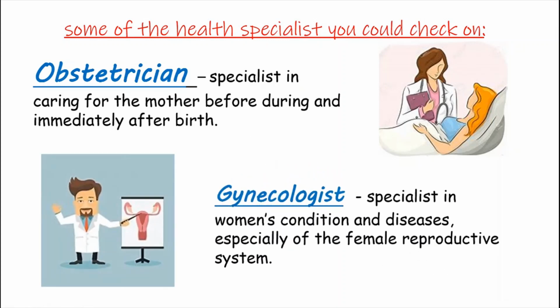Next, we need to know the gynecologist. They are the specialists in women's condition and diseases, especially of the female reproductive system. So, kung halimbawa, your mother or your parents cannot bear a child or kung hindi sila nakakapagpanganak or hindi nagkakaroon na kayo ng kapatid, aside from you, nagkaroon na kayo ng problema, yung mami nyo, so you need to go to the gynecologist. You need to ask their help or you need to consult the gynecologist kung anong nangyari sa reproductive system ni mother or ni mommy.